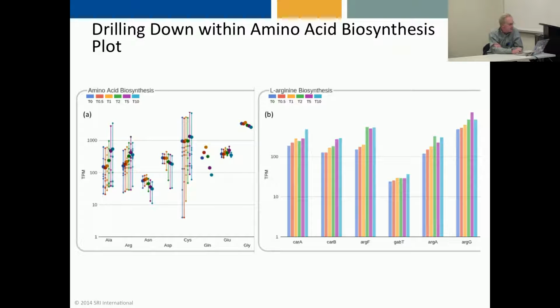So that gives us our next level of detail to show what's happening for the pathways for the individual amino acids. Now, if we want to see still another level of detail, let's say we want to know what's really going on in arginine biosynthesis? We can click here, and we get this diagram that shows each individual gene in arginine biosynthesis and what's happening with it. And we can see that all the genes are behaving essentially the same way. They're all going up as each time point goes on.